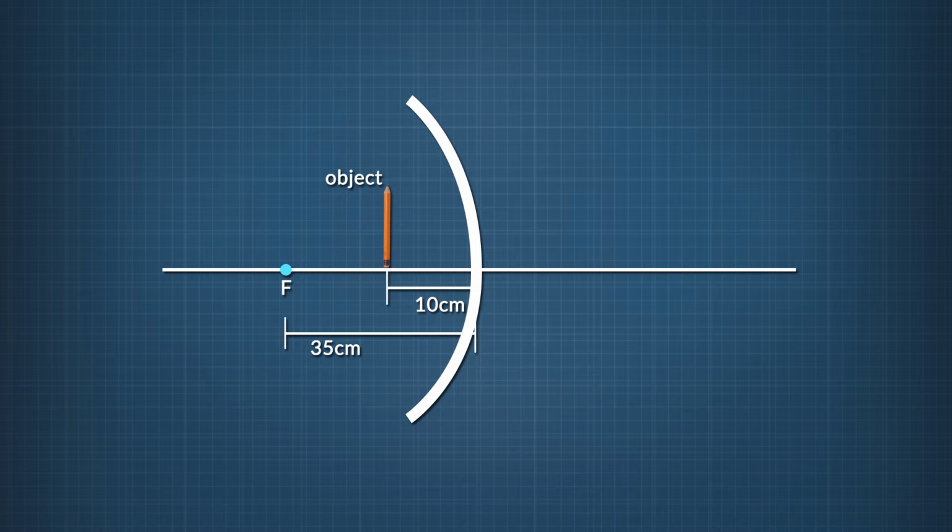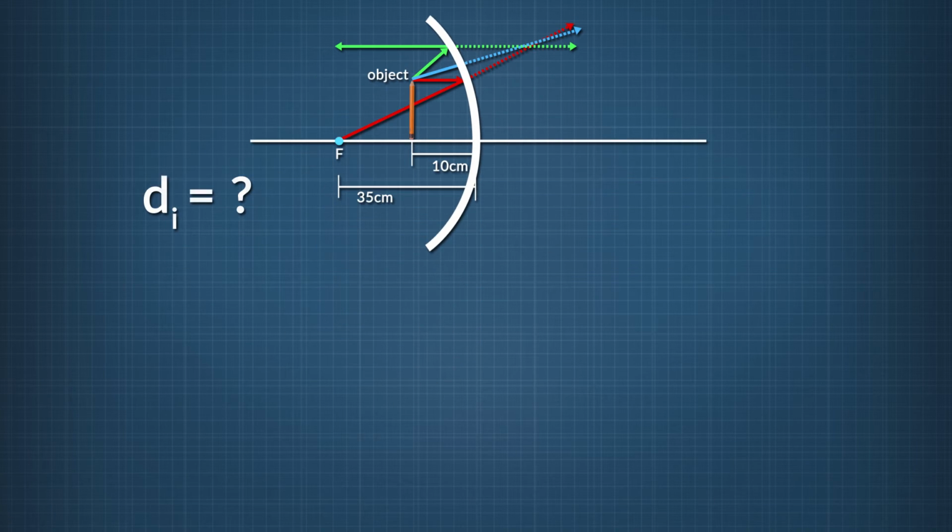As usual, we'll start by identifying what type of mirror we have, and then drawing a diagram of the situation. We're told the mirror is concave. That clues us in that our memory device for concave mirrors will come in handy. Here's what a diagram of the situation would look like. We want to solve for the image distance, d sub I.